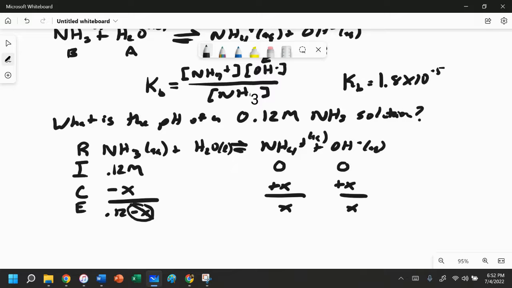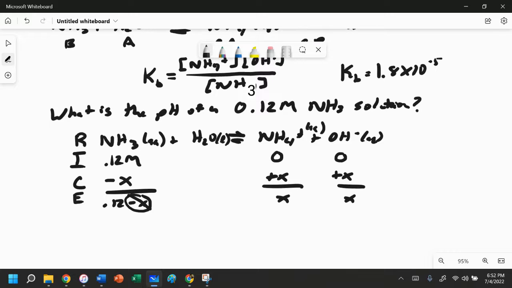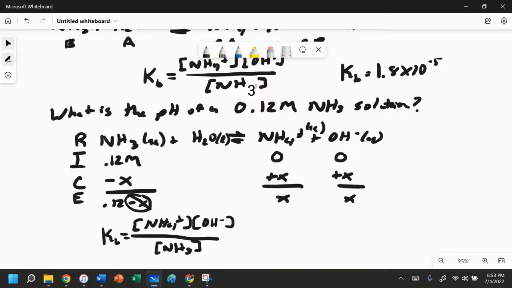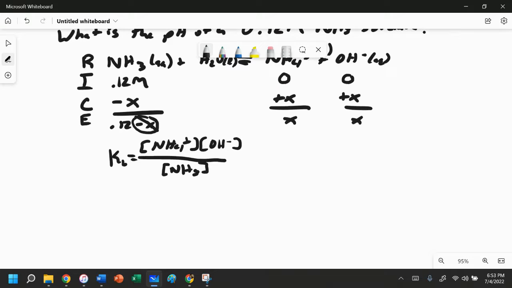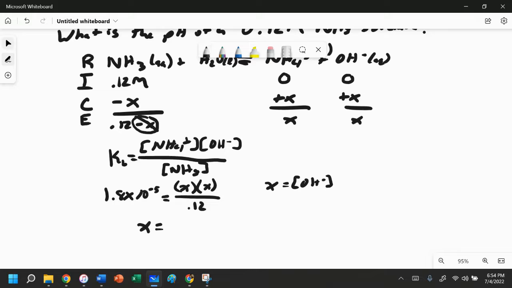So now we're going to solve for the hydroxide concentration by using the equilibrium expression. So let's go ahead and do that. And now we're going to substitute in the equilibrium concentrations and our Kb value. So now it's a matter of solving for X, because remember, X is the hydroxide concentration. And if we can solve for that hydroxide concentration, then we can solve for the pH. So if we go ahead and algebraically solve for X, we get 0.0015 molar. And so that's going to be our concentration of hydroxide.